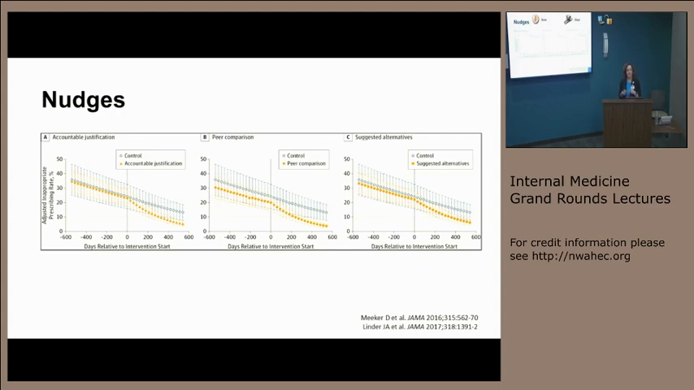Peer comparison, so prescribers who were in the top 10% were told that they were top performers for appropriateness. Everyone else was told they're not a top performer. That was very powerful. And then suggested alternatives. So in the electronic medical record, if a diagnosis was entered that is not typically associated with being something that ought to be treated with antibiotics, then suggested alternatives would appear. So all three of those were really helpful.